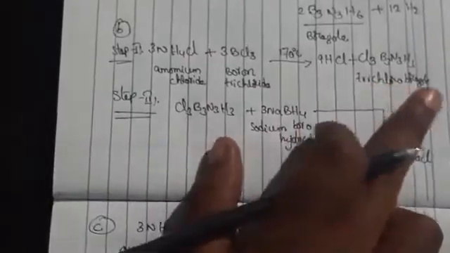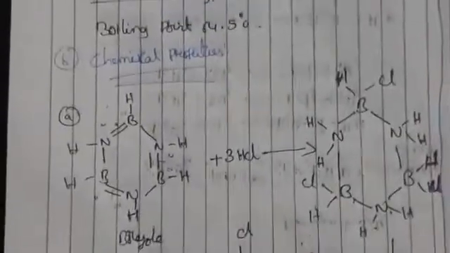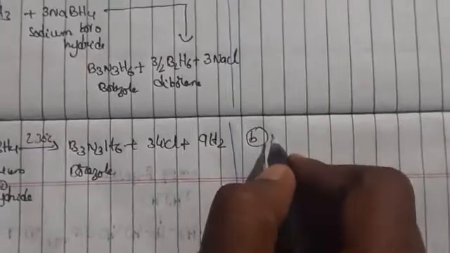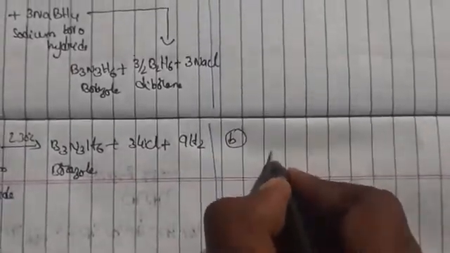This one we have already got with ammonium chloride, if you have observed here. Yes or no? Cl3B3N3H6. So we have got the same thing with HCl. Now let us see the next property. What is the next property? The next property is also the same. We are taking borazole here.